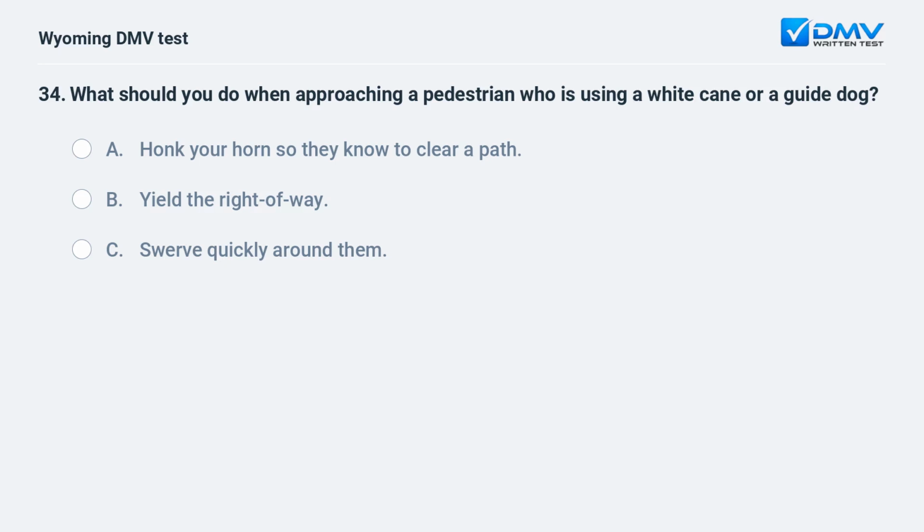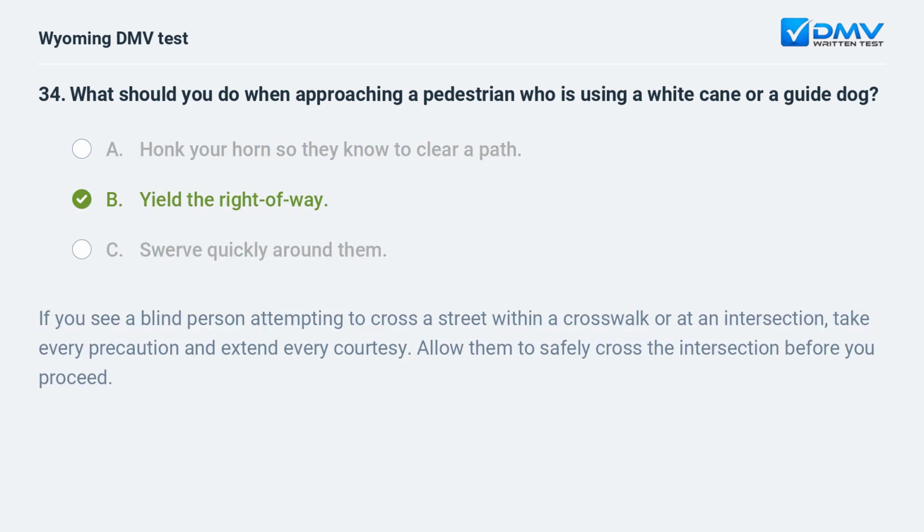What should you do when approaching a pedestrian who is using a white cane or a guide dog? A. Honk your horn so they know to clear a path. B. Yield the right of way. C. Swerve quickly around them. B. Yield the right of way. If you see a blind person attempting to cross a street within a crosswalk or at an intersection, take every precaution and extend every courtesy. Allow them to safely cross the intersection before you proceed.